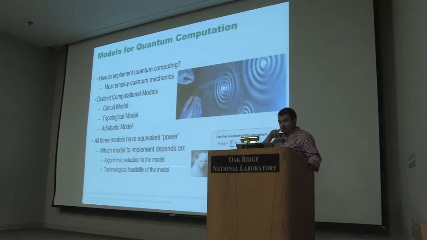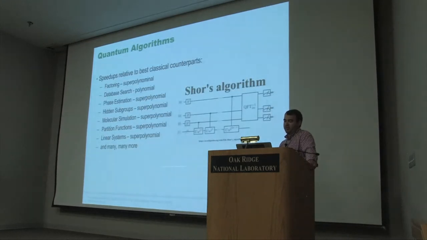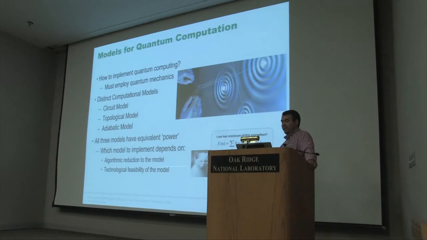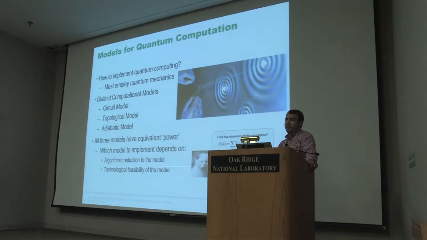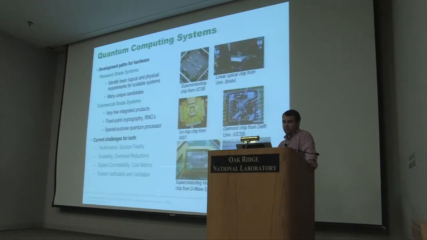So I talked about this already pretty much, and I thought this picture was kind of cool with the braiding. But yeah, you've got the circuit model, what we just showed right here. You've got the topological model, and you've got the adiabatic quantum computing model, which is what D-Wave is putting forth. Google bought a D-Wave machine, and they're sort of reverse engineering it and making it better for them. And they're doing a lot of work with adiabatic quantum computing.